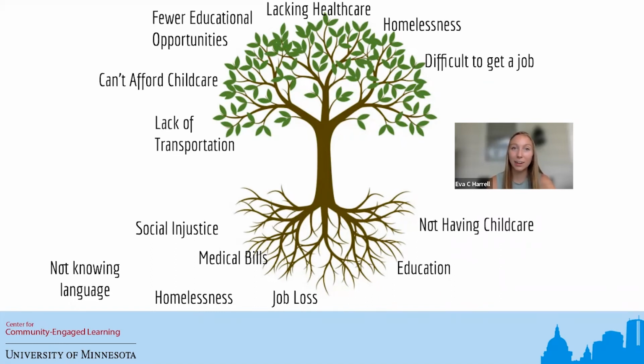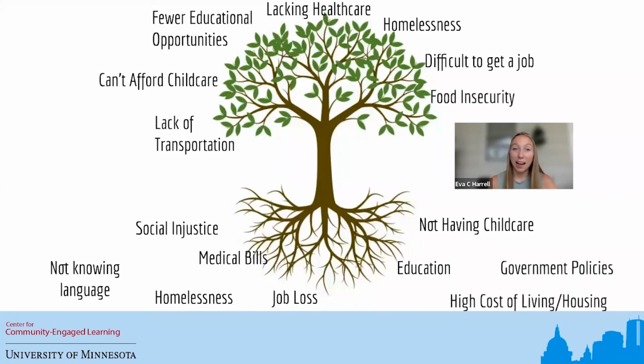Not having childcare. If you don't have childcare, it's very difficult to go to work because someone needs to be taking care of your kids. Another one is just the high cost of living. We know that in major cities, the cost of living is higher and continues to go up with inflation, just the cost of housing overall. And then government policies. Depending on the social safety net, which we know fluctuates and is lower in the United States than in most other countries, that impacts how many people are in poverty.